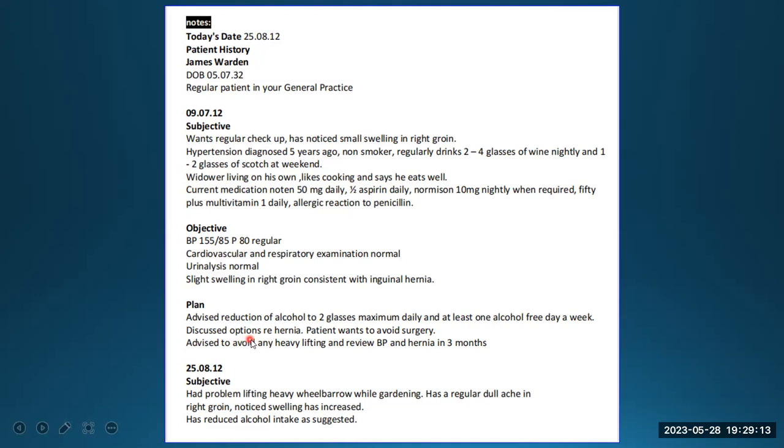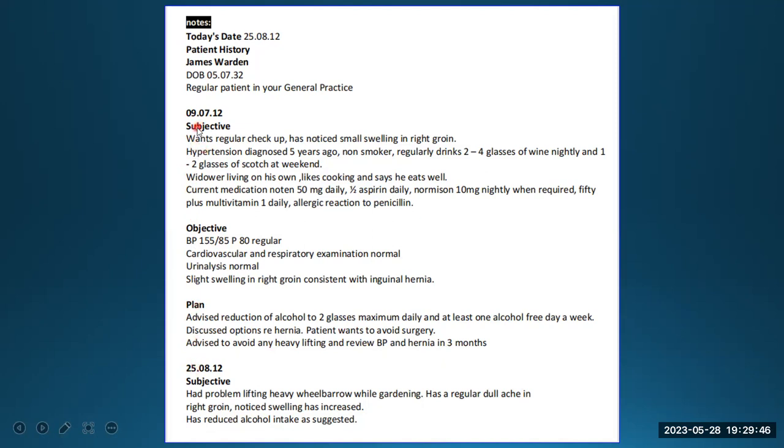Discussed options regarding hernia. Patient wants to avoid surgery. So this is the patient's perspective. He wants to avoid surgery. Advised to avoid any heavy lifting and review blood pressure and hernia in 3 months. So I advised him not to lift anything heavy, and to review blood pressure and hernia after 3 months.